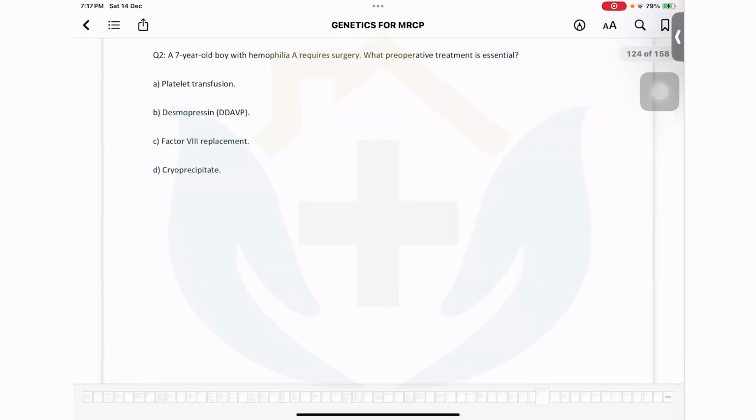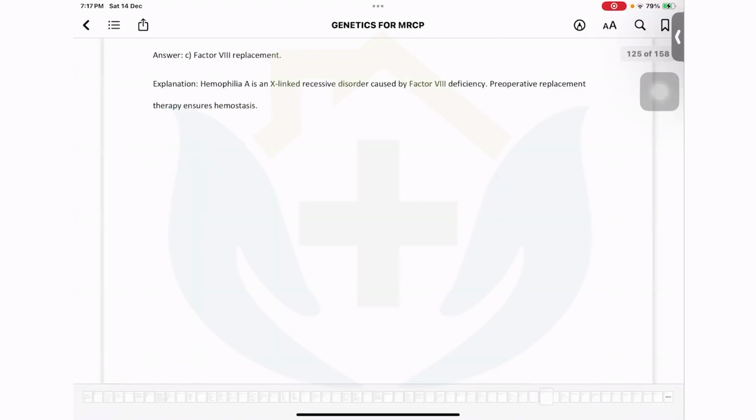A 7-year-old boy with hemophilia A requires surgery. What preoperative treatment is essential? Hemophilia A, factor 8. So we would like to replace factor 8. What is Christmas disease? Factor 9.